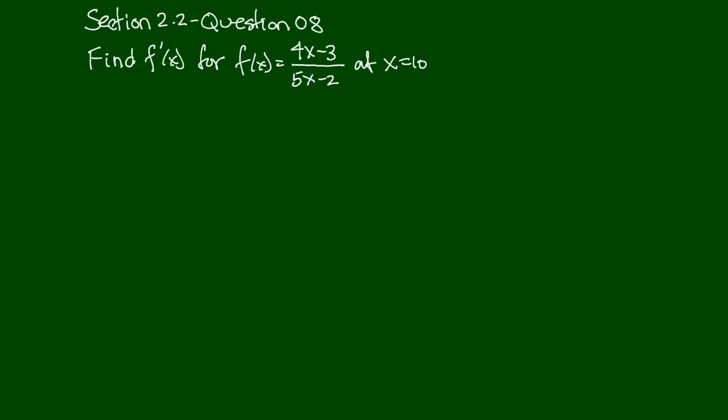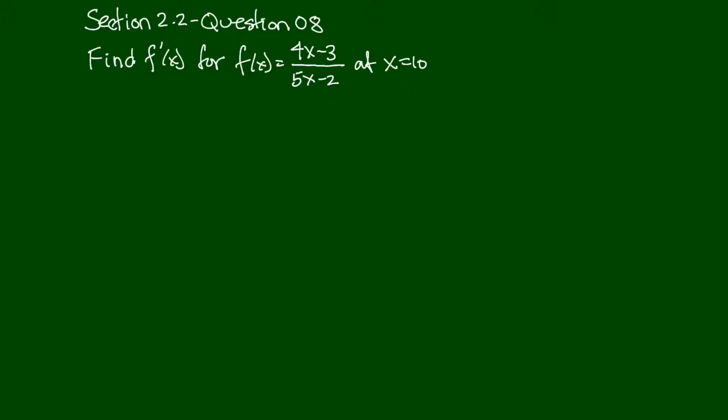We've got a function here, a quotient in fact, and we want to find its derivative at this point here, x equals 10. So remember, when we're finding the derivative, visually we're finding the slope of the tangent line. So we've got some kind of a curve here. We want the slope of the tangent line over here at x equals 10.